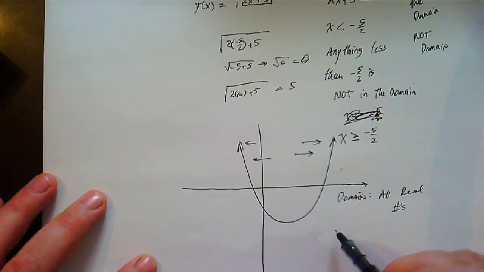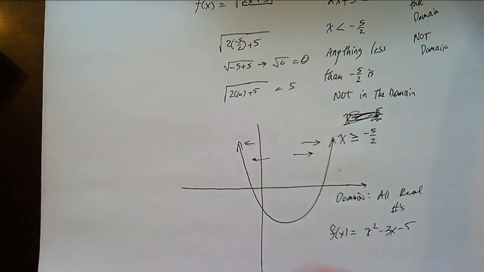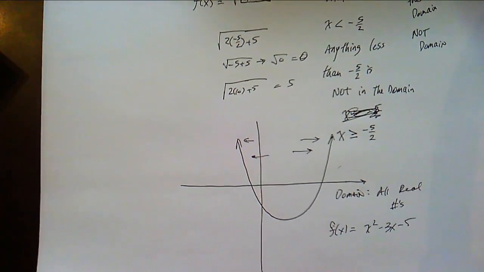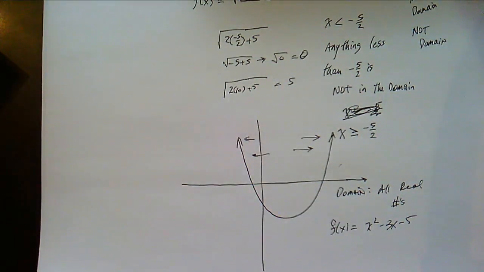So, like, let's say this was f of x equals x squared, I don't know, minus 3x minus 5 or something, right? You can plug any number you want in there, and you always get out a real number, and just one. So you can put any number you want in there, and that's why the domain is all real numbers.